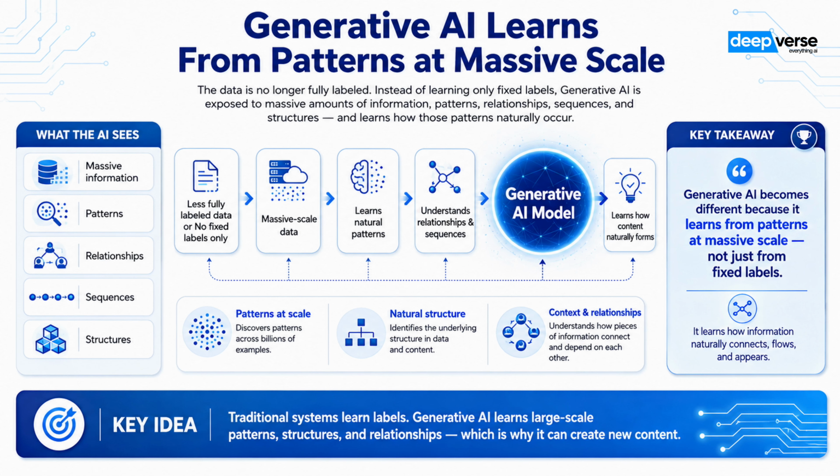Now let's move to the right side. Notice something important here. The data is no longer fully labeled. The AI is exposed to massive amounts of information, patterns, relationships, sequences, and structures. Instead of only learning fixed labels, it starts learning how patterns naturally occur. This is where modern generative AI becomes different.